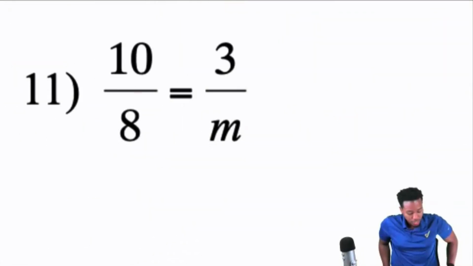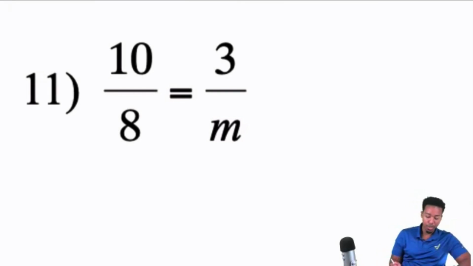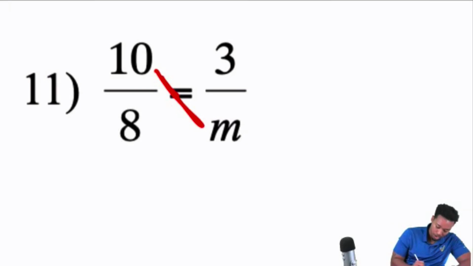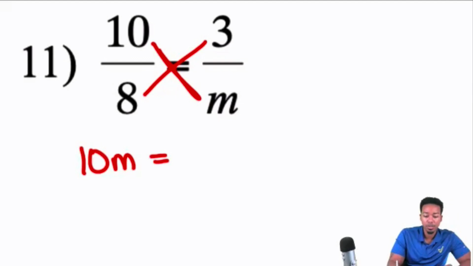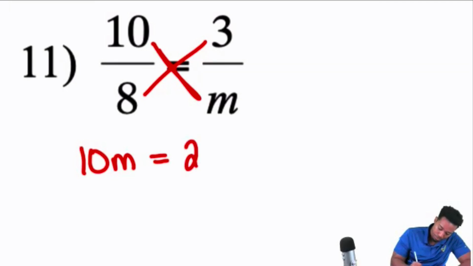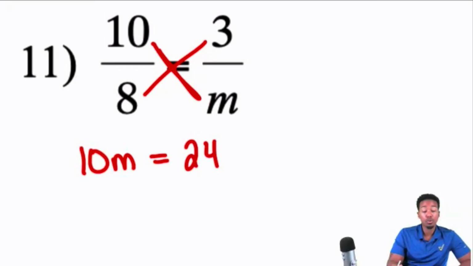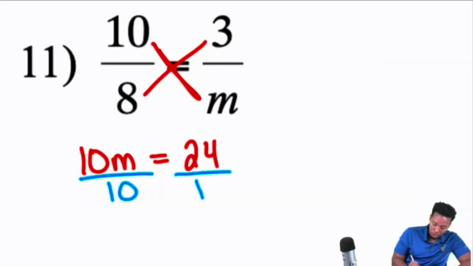Next, number 11. So here we're checking out 10 over 8 equals 3 over m. Well, here, straight up, cross multiply and divide. Everybody, 3 times 8, what's it going to be? 24, correct? And so here, all we have to do is divide by 10, and we're done. So with that said, everybody, we will divide both sides by 10. Everybody, what's the cool thing about dividing by 10? What's the answer going to be here? It's going to be 2.4.